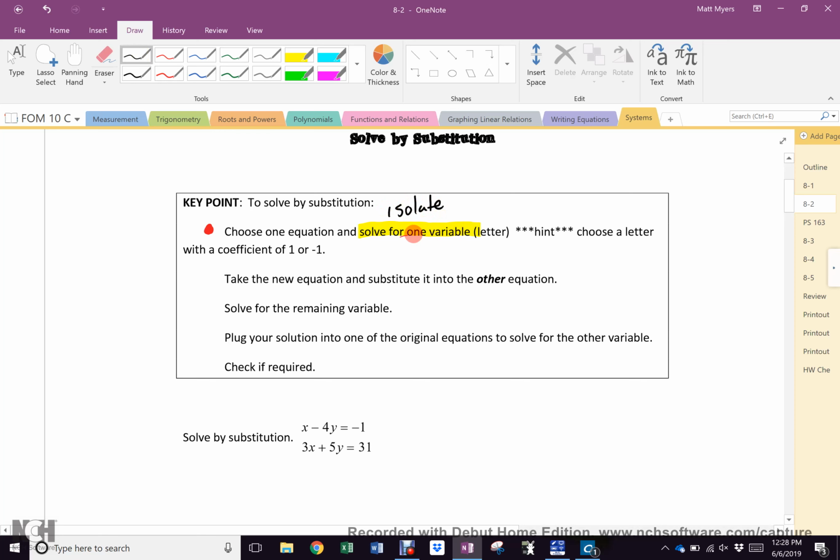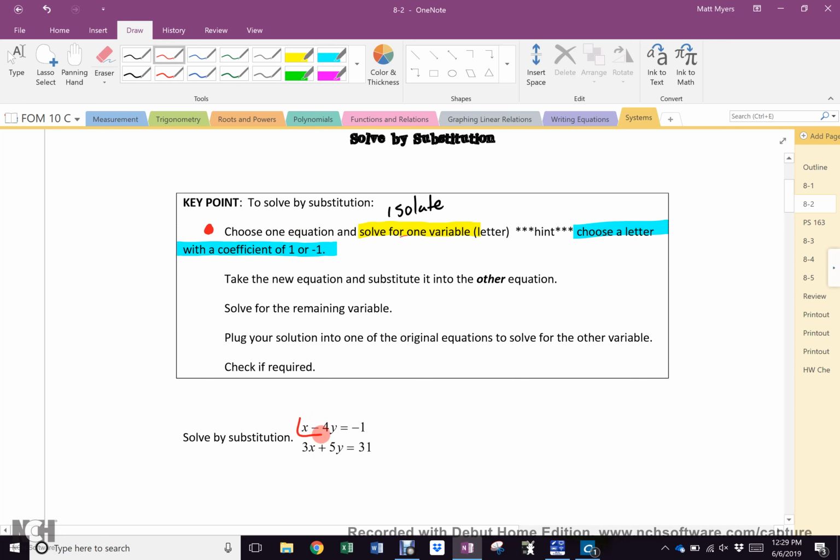Isolate one variable. Does it say which variable? How do you know what a variable is in math? We use letters. Does it have to be a letter? Is this still a variable? 7 blank plus 3 equals 9? Yeah. So anything that's not a number is a variable, right? Unless it's something like pi, because pi is a number. Everybody cool? So step one is isolate one variable. Doesn't matter which one. But I give you a handy hint. Choose one of the letters that's 1 or -1.